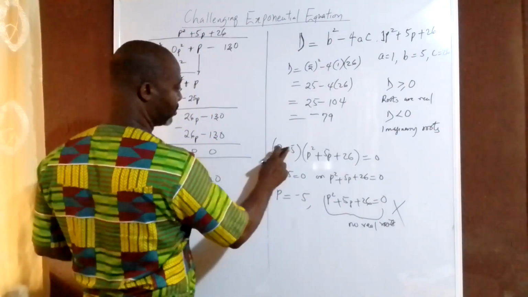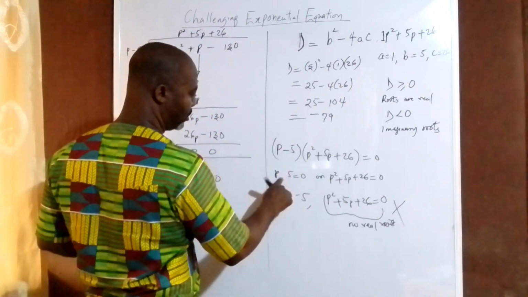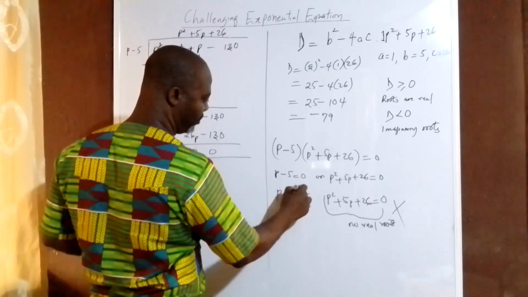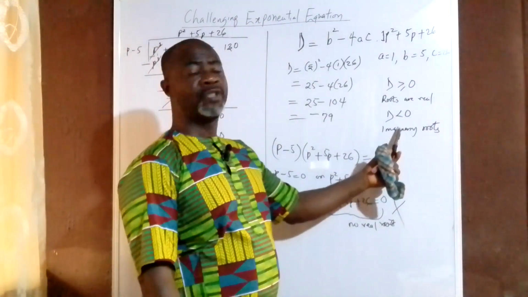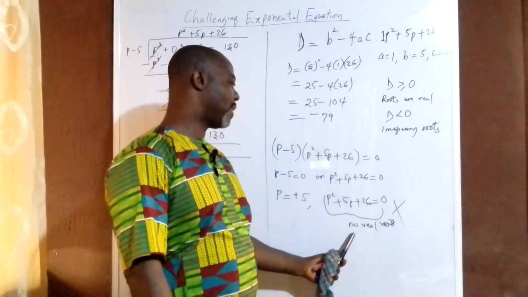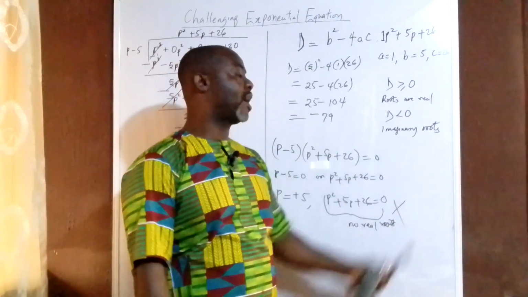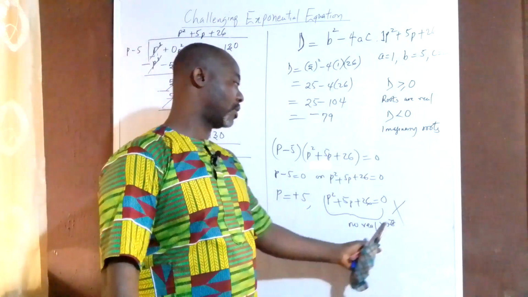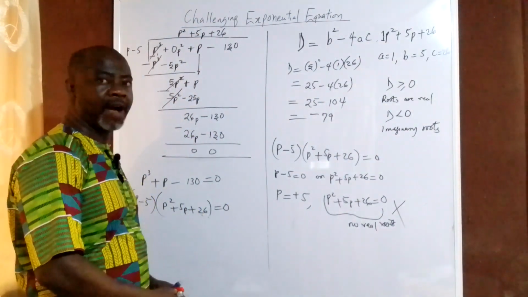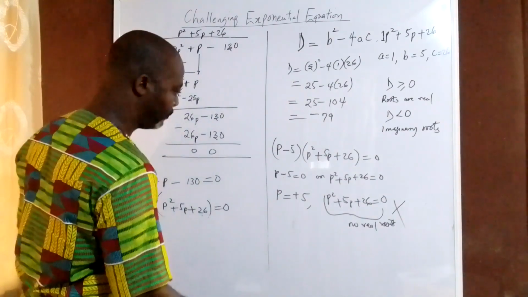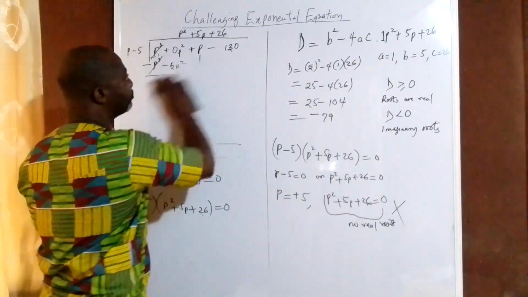Sorry, this is minus, and therefore this will give us plus. So the second part from what we've just done has imaginary roots. Therefore we just reject it, and then we stick with p equal to 5. Okay, now let's put an end to this problem.